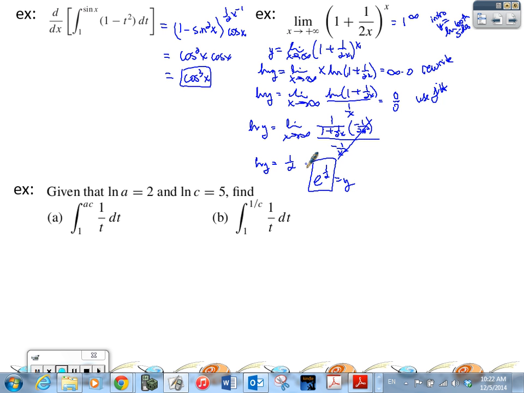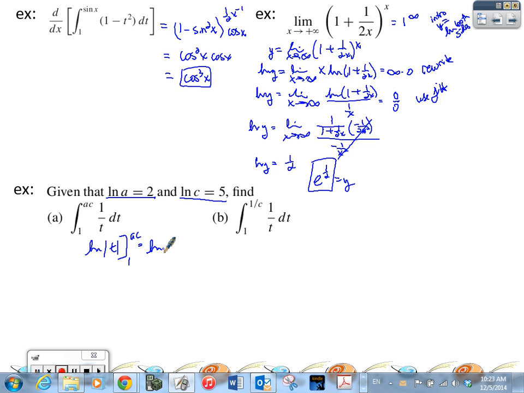These we're given some information. ln A equals 2 and ln C equals 5, and we're asked to find these integrals. Alright, so let's do that. So the integral of 1 over t is ln absolute value of t evaluated from 1 to AC. Okay? So let's evaluate it. Now, if I can eliminate the absolute value bars, I would want to, because that would be in simplest form. If I can, I should. If I can't, I shouldn't.